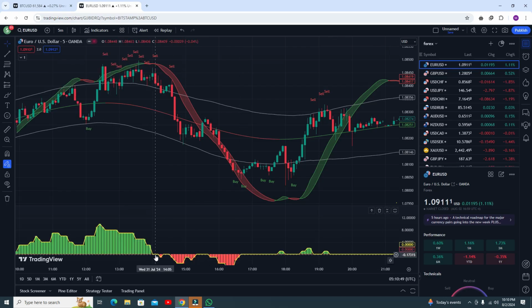Here you can see there is no volume and you're getting a sell signal. After that you got the sell volume also, but this is the confirmed trade and you can go for the sell trade and book your profit. This is the buy trade. You got the buy volume and you can follow the buy signal.